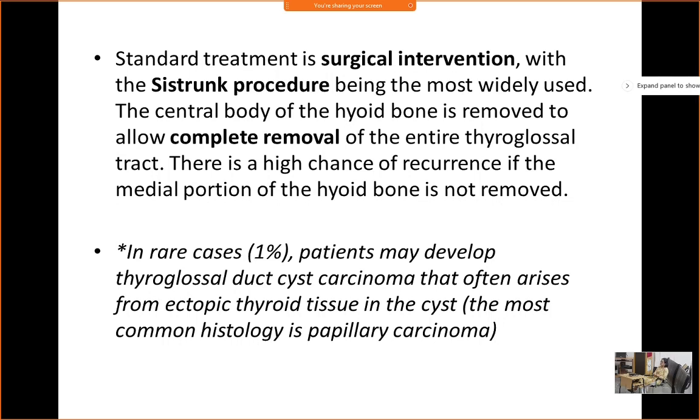So the standard treatment is surgical intervention, which is known as the Sistrunk operation. It is being widely used. Here, the central body of the hyoid bone is removed to allow complete removal of the entire thyroglossal tract, and there is a high chance of recurrence if the medial portion of the hyoid bone is not removed. In rare cases, approximately 1% of cases, patients may develop a thyroglossal duct cyst carcinoma, that often arises from ectopic thyroid tissue in the cyst. So the most common histology, if such a scenario happens, is the papillary form.